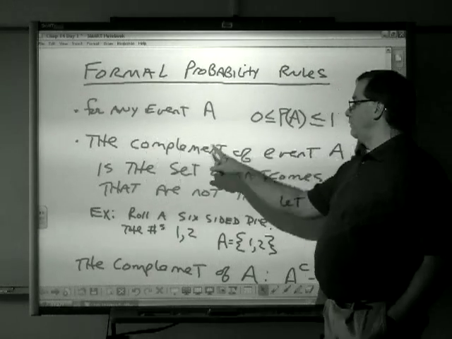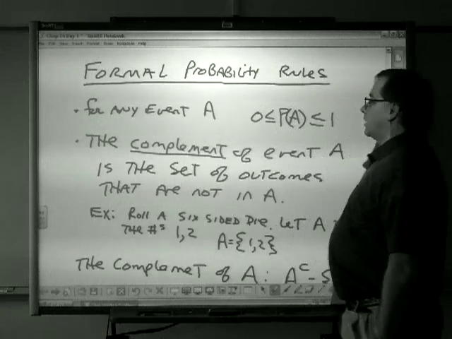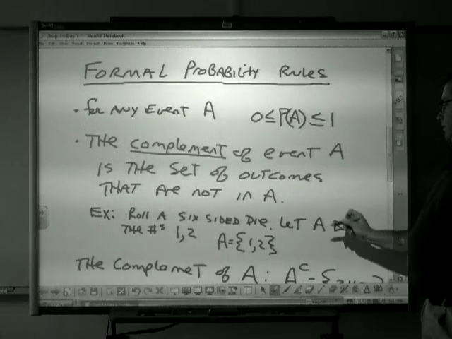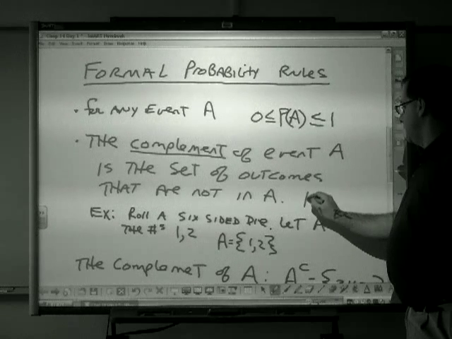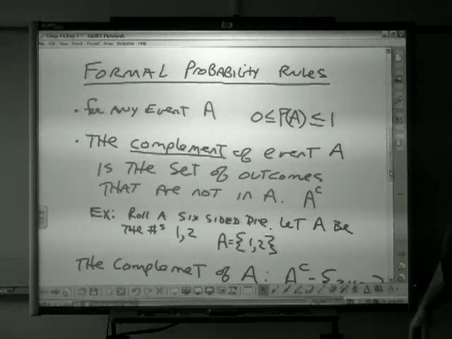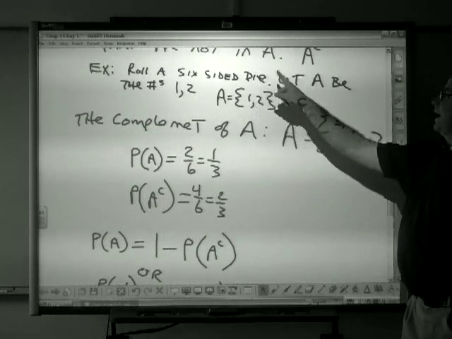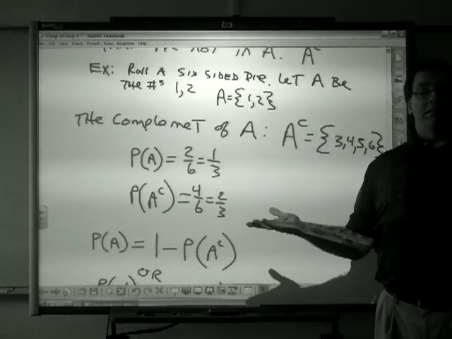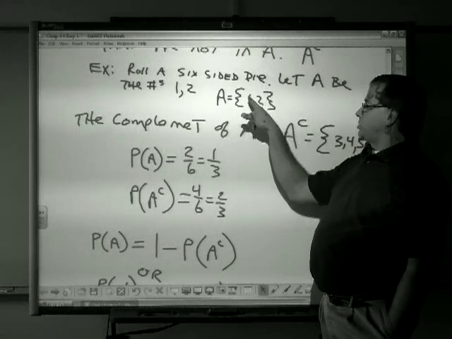The complement of event A. So this word here is complement. It's an important word. The complement of event A is the set of outcomes that are not in A. And we use notation A with a little c, meaning A complement. So for example, I roll a 6-sided die and let the event A be the numbers 1 and 2. So I have a dice, 6-sided, I roll it, all right? Event A will be the numbers 1 and 2.